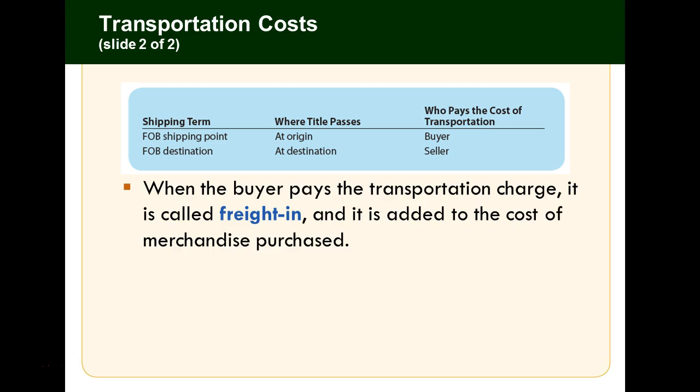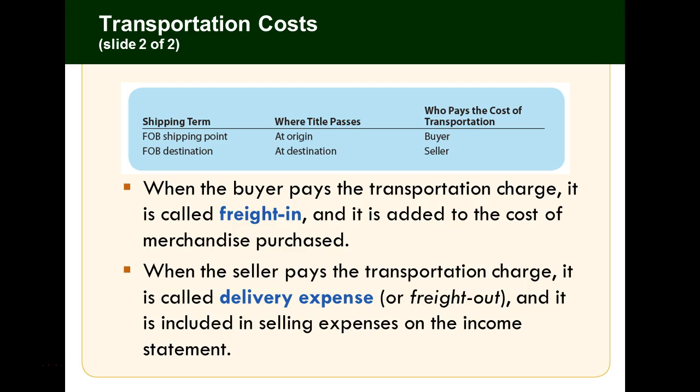Okay? When the buyer pays the transportation charges, we call it freight in, and it gets added to the merchandise purchased. Think of it this way: having to pay for shipping costs is part of the cost of getting those goods to the store, isn't it? When the seller pays the transportation charges, it's called a delivery expense, and that gets included under the category selling expenses, under the operating expenses. It's going to be recorded there.